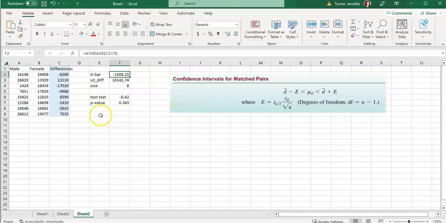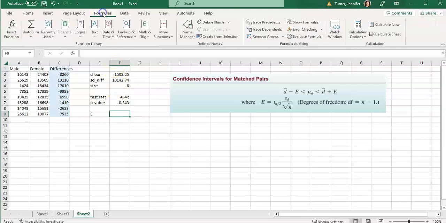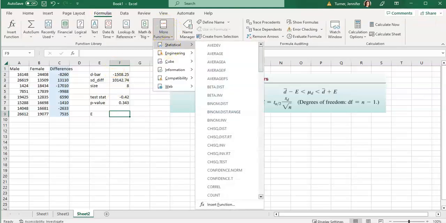In this case, Excel does have a function for the margin of error. That's because we are doing a confidence interval essentially for a single mean like we did in a prior section. So in this case, we can go to Formulas, More Functions, Statistical, and we can go to CONFIDENCE.T.